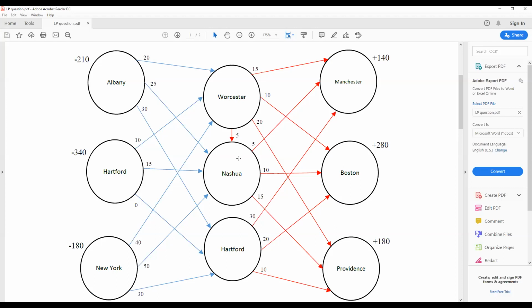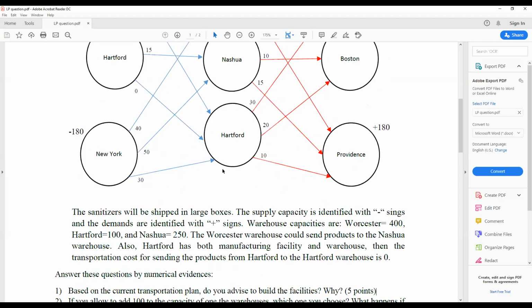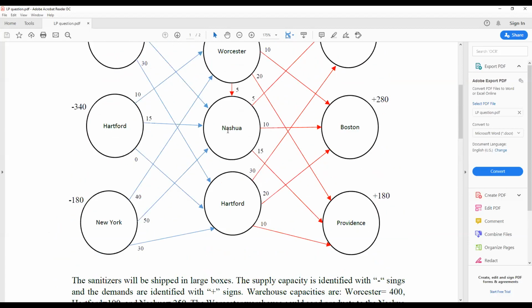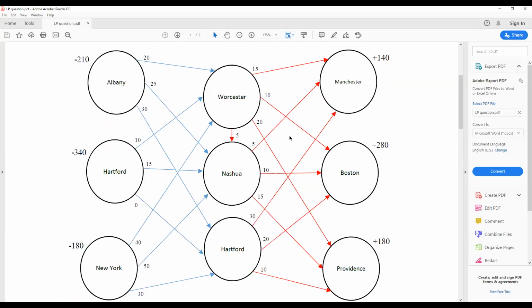Maybe it doesn't change anything. Maybe at the end your answer won't be changed. That's fine too. Maybe at the end in part 2, you would tell me that it doesn't matter, you add 100 units to each of them, at the end the cost is the same. So that's totally fine too. How can you say that? You should provide numeric evidence.